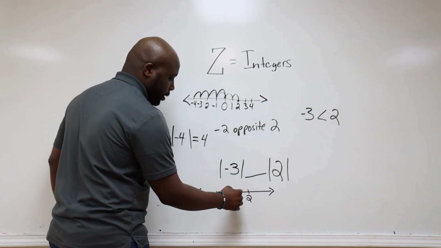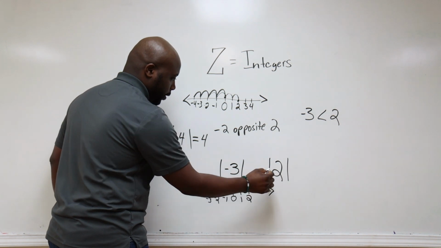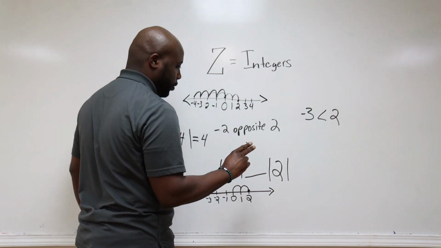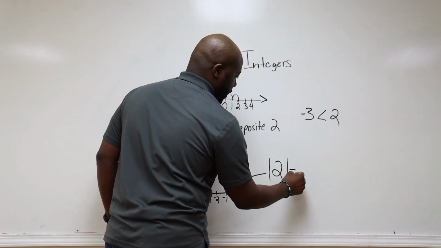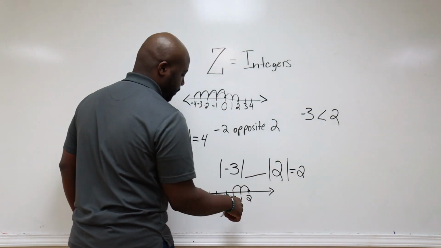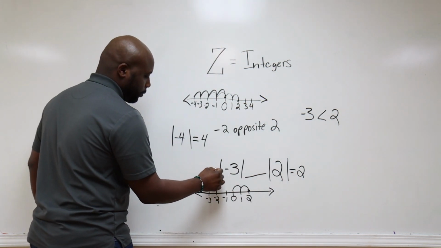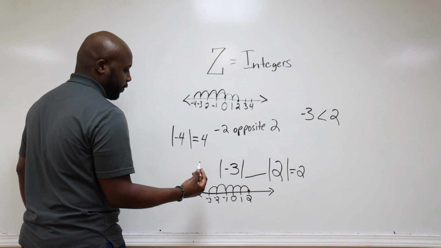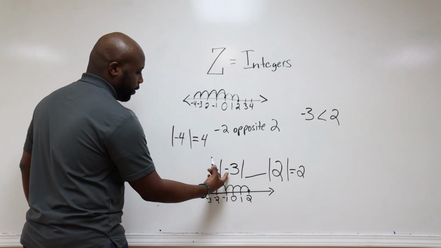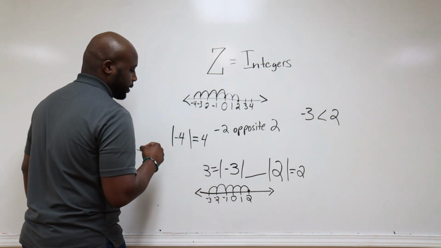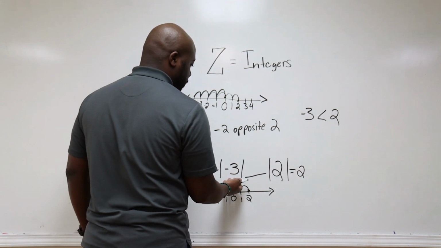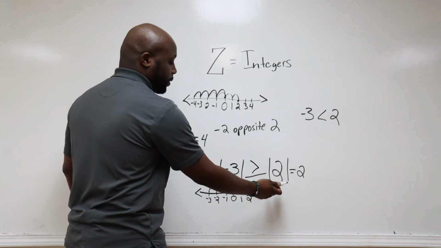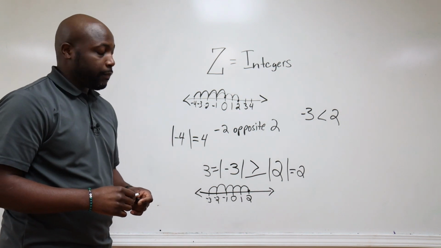So let's see how many units they are from 0. For the positive 2, it'll be 1, 2, exactly 2 units. Therefore, the absolute value of 2 is 2. And then for negative 3, it is 1, 2, 3 units away from 0. Therefore, the absolute value of negative 3 is positive 3. Therefore, the absolute value of negative 3 is greater than the absolute value of positive 2.